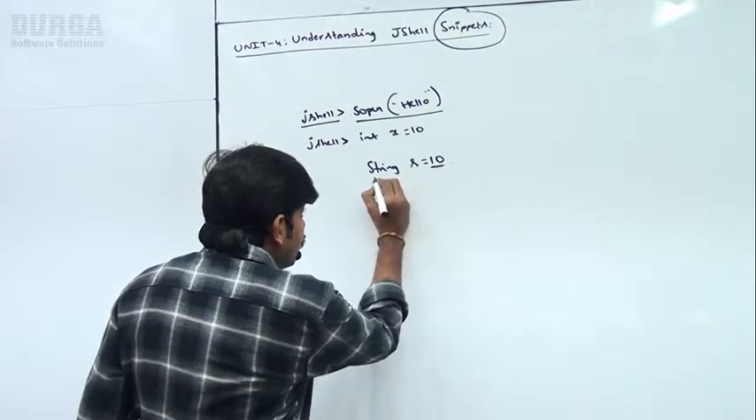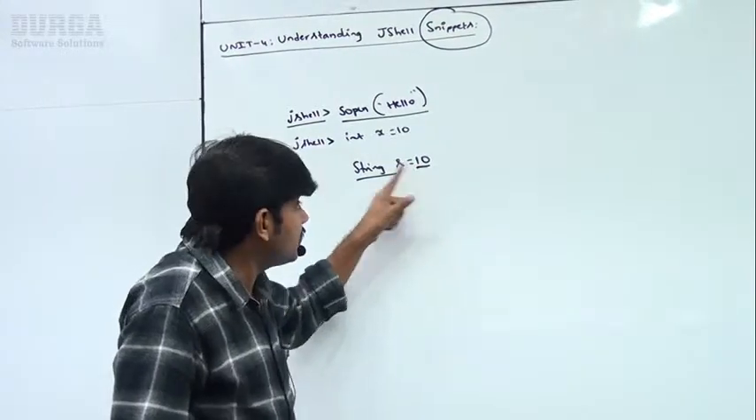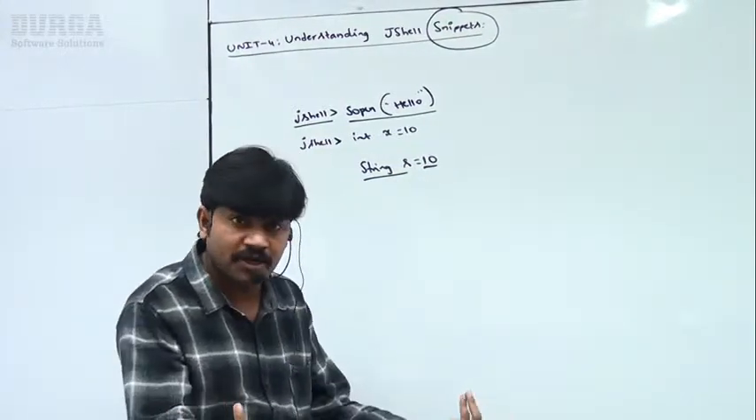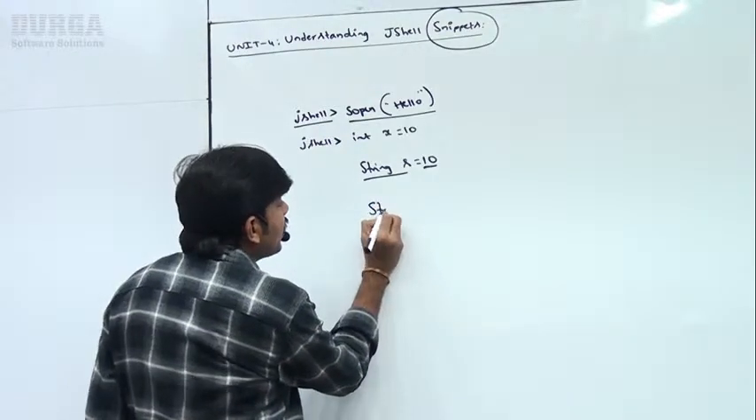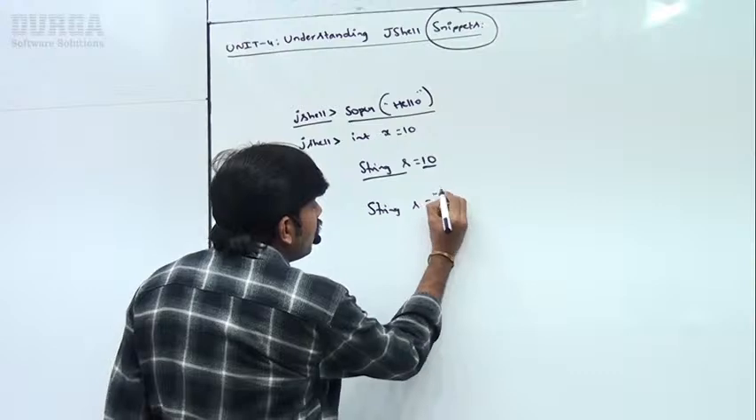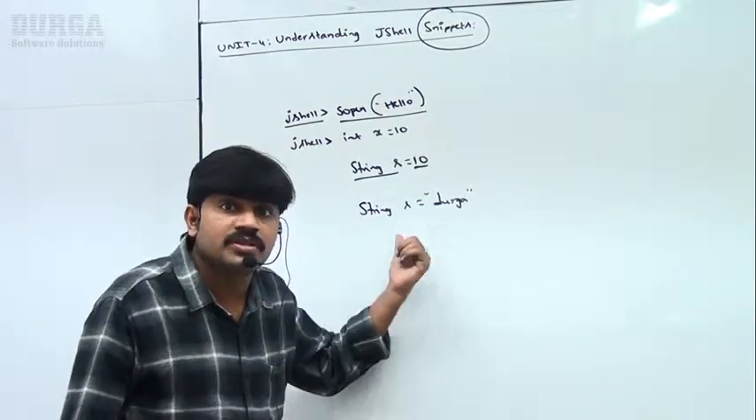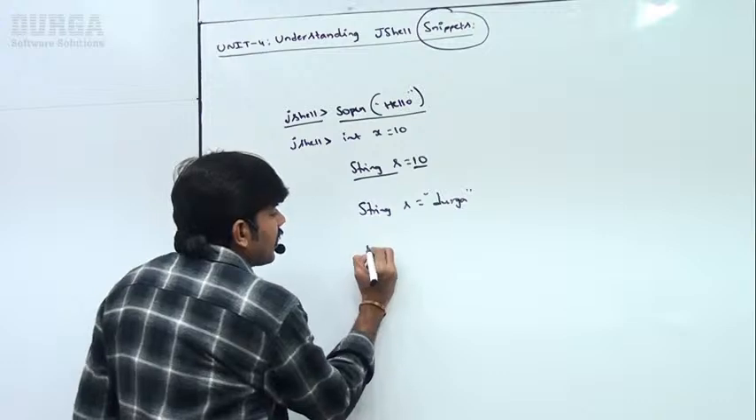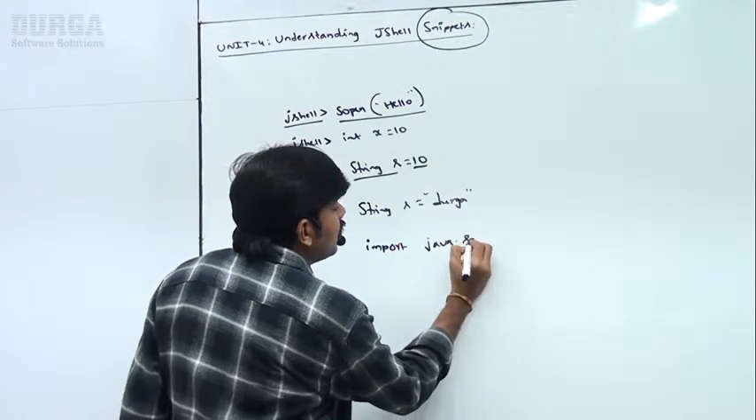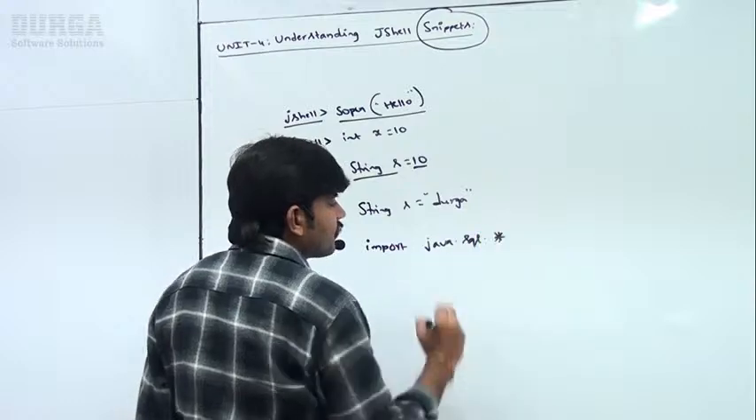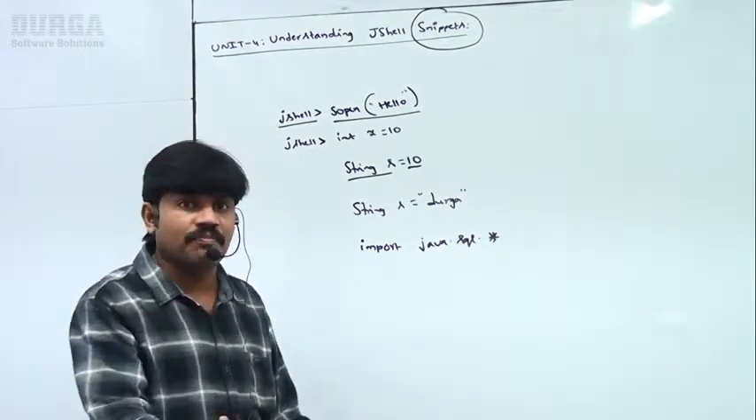You are assigning an int value to a string variable; that itself is a snippet, and it is invalid, an error snippet. Suppose I take String s = "Durga"; that itself is one snippet. Now I am taking import java.sql.*; can you please import java.sql.*? That itself is another snippet.